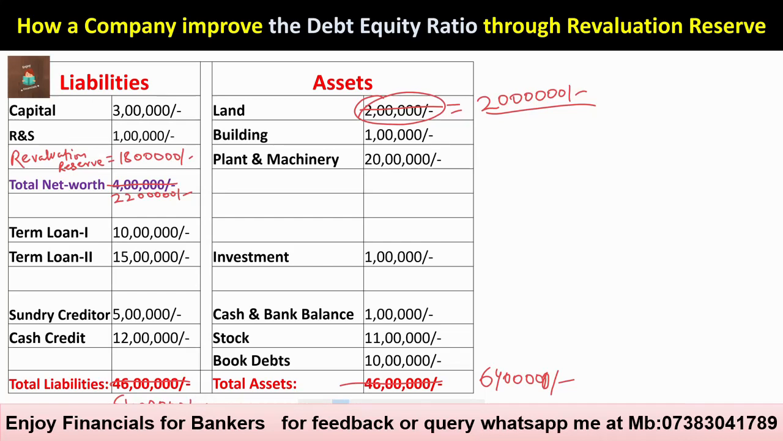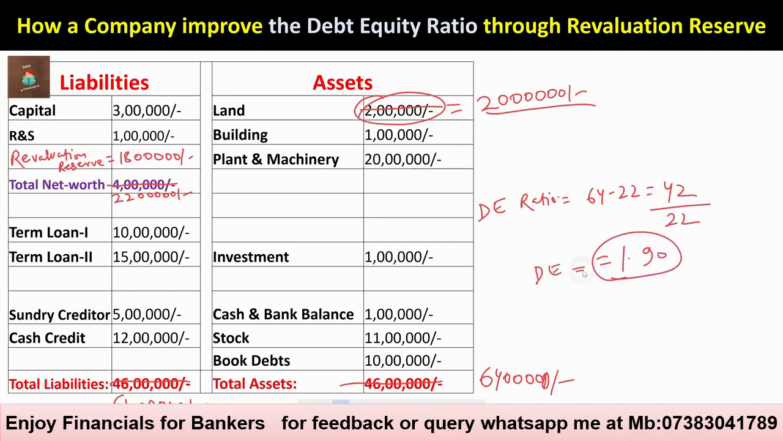Now if you calculate the D ratio, friends, 64 minus 22, so it is coming how much? 42, right? Divided by 22. So it is now coming around 1.90. Okay, this is the D ratio. So now you will feel very happy that the company has taken only 1.90 times of its capacity. So the question arises: should we consider the revaluation reserve as a part of the balance sheet, as a part of the net worth, or not?